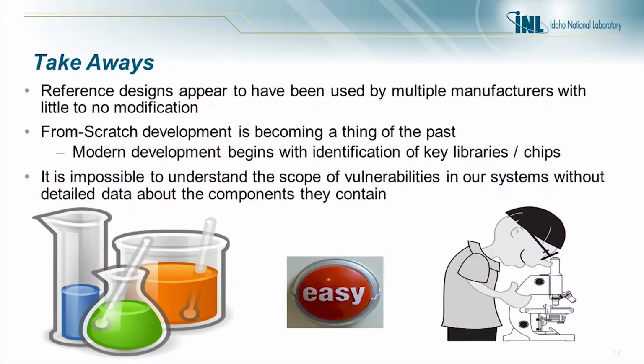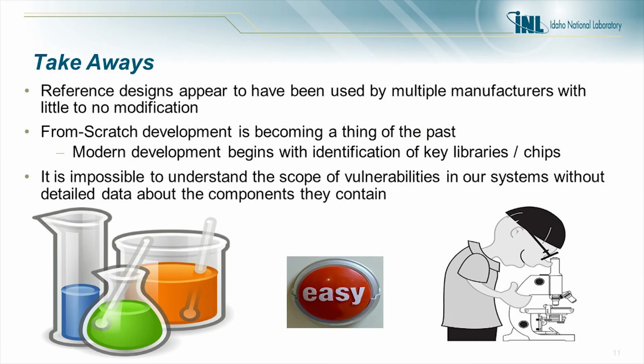In OT, with the smart meters, we're starting to see that if we thought that we were unique, we're starting to lose that novelty. That novelty is no longer there. So as we move forward, we're going to have to start accepting the idea that from-scratch development is a thing of the past. We're not doing it. And at this point, modern development is beginning with the idea of identifying key chipsets, key libraries, key software that's going into our products and building from there. And so we're inheriting whatever vulnerabilities come with that, and we're going to have to deal with that in some way.